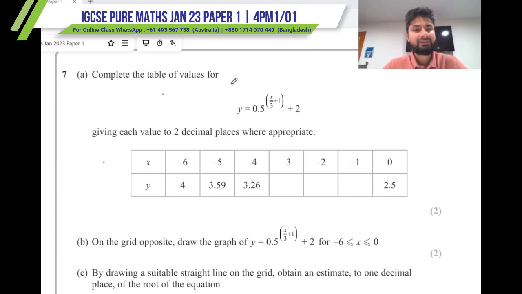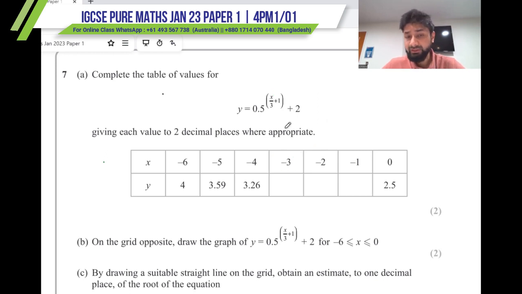Question 7 says, complete the table of values for y equals a given equation, giving each value to 2 decimal places where appropriate. So over here, we have to complete the table, so we can see some missing values of y. To find this missing value of y, we have to substitute the value of x into the main equation.